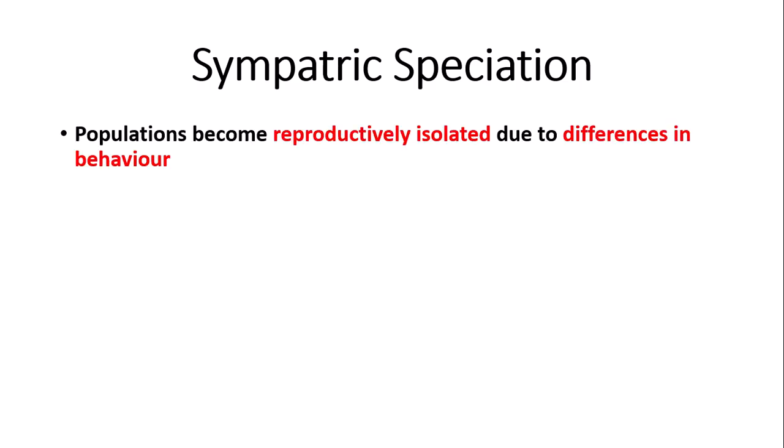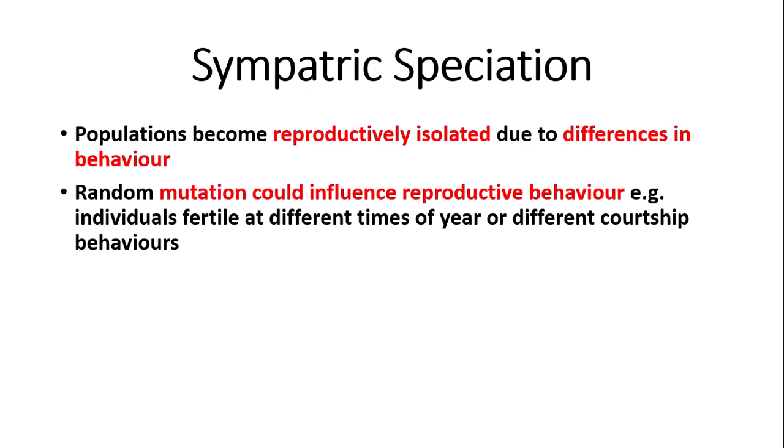So now I'm going to talk about sympatric speciation. Sympatric speciation is when populations become reproductively isolated, so they are not geographically isolated like in allopatric speciation, which could be due to differences in behaviour. So a random mutation could influence reproductive behaviour. For example, individuals are fertile at different times of the year due to mutations or different courtship behaviours.